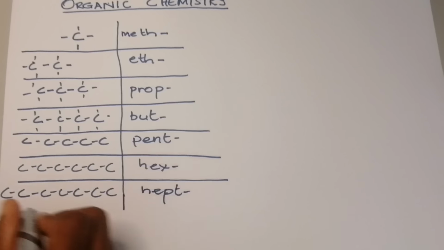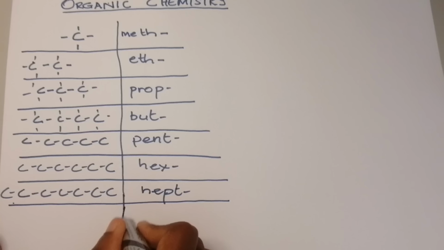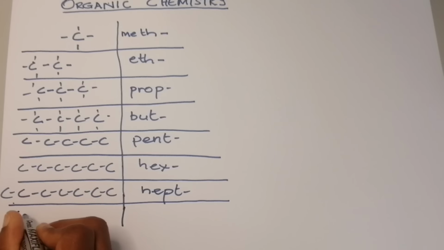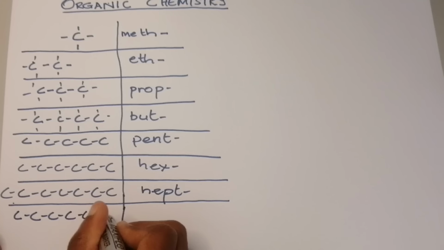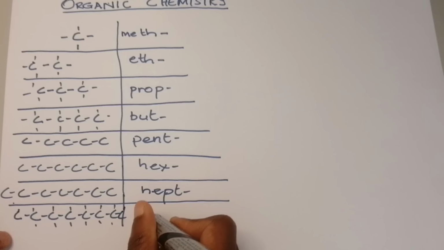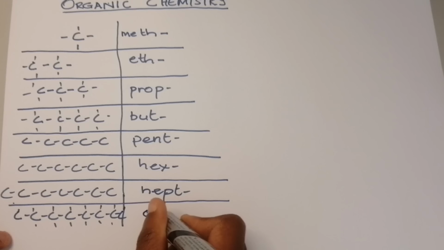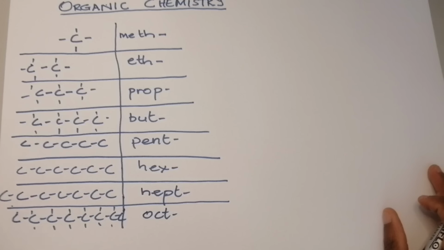And then the last one that I'm going to do, because we limit it to 8, but of course you can continue. 4, 5, 6, 7, 8. I'm going to squeeze that one in there. So in this case, when we've got 8 carbons, we say that the prefix is oct. Right, so these are prefixes when it comes to organic chemistry.